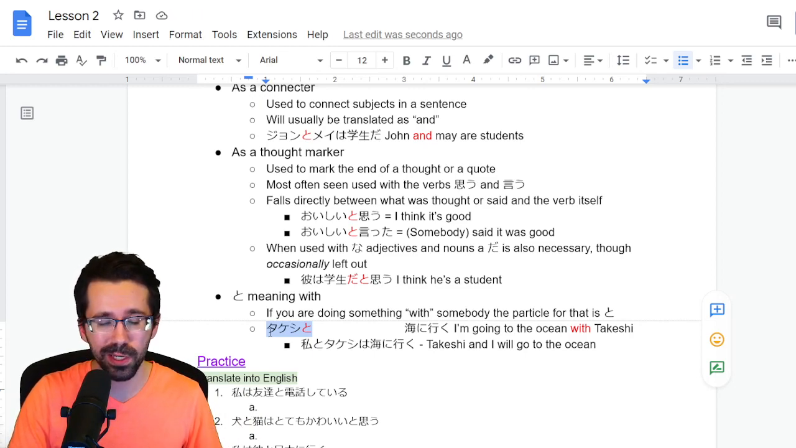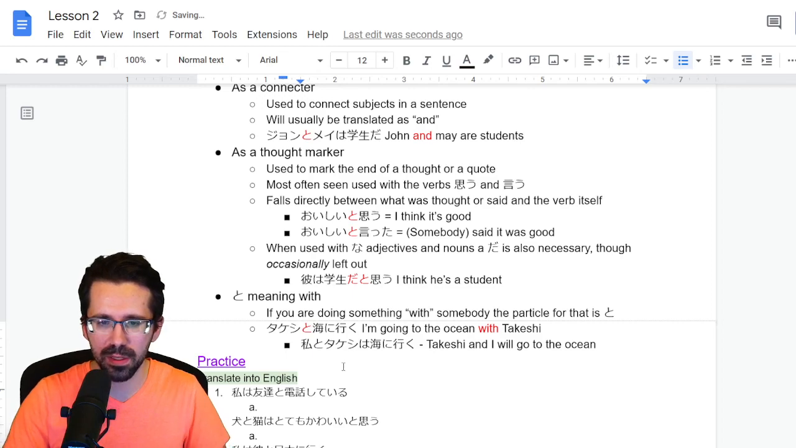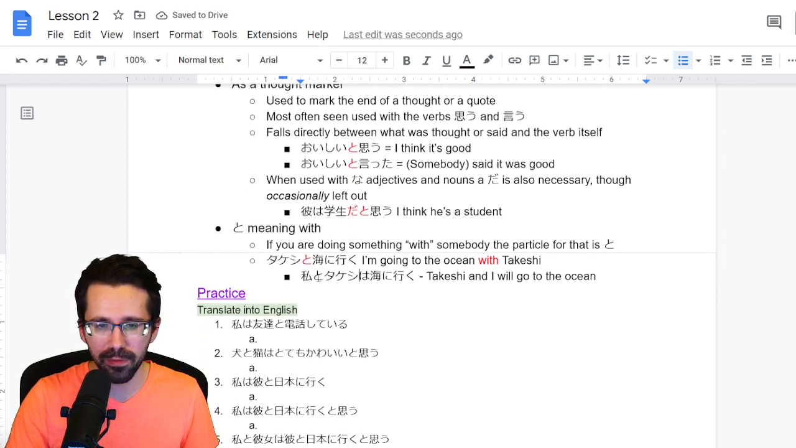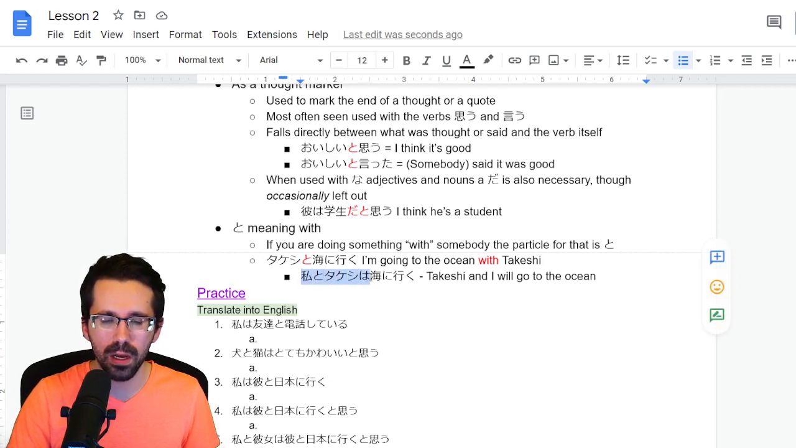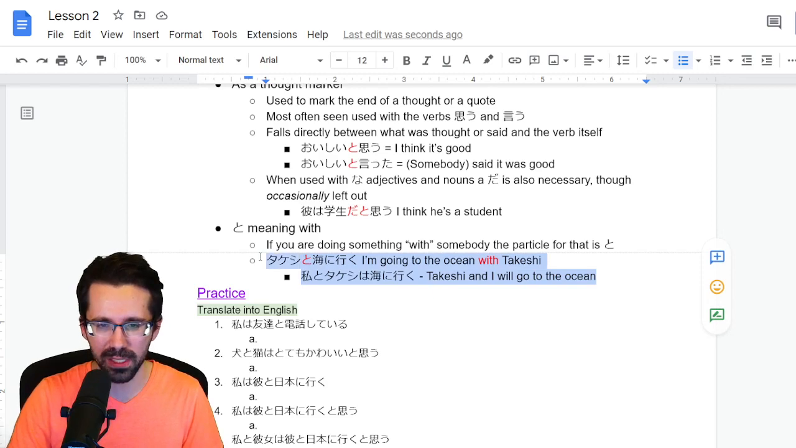Because of that, we know that it means "with." If there was something that it's clearly connected to, then it means "and," but if it's just kind of on the end like this, then it will be translated to "with" instead. If we compare that with the meaning of "and," we could have a very similar sentence that is Watashi to Takeshi wa umi ni iku, and that would translate then to Takeshi and I will go to the ocean. As far as the meaning of these two sentences go, it's almost exactly the same.